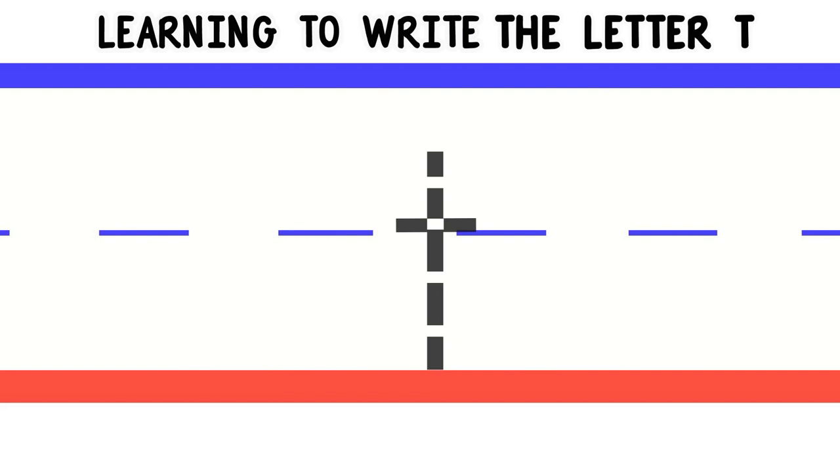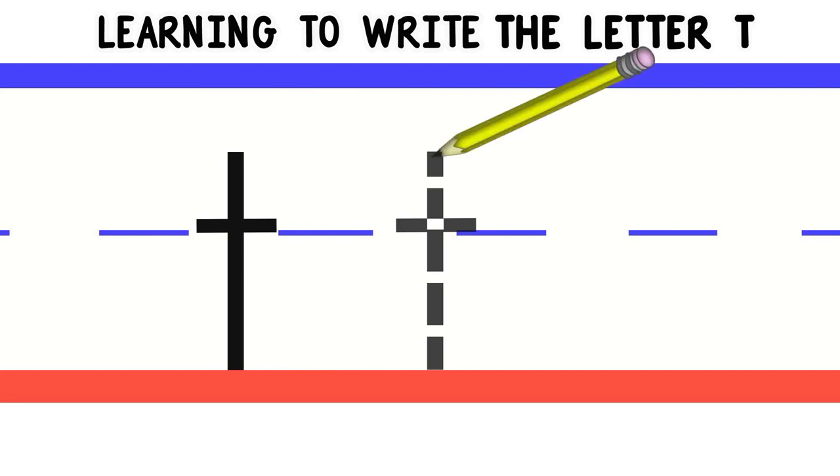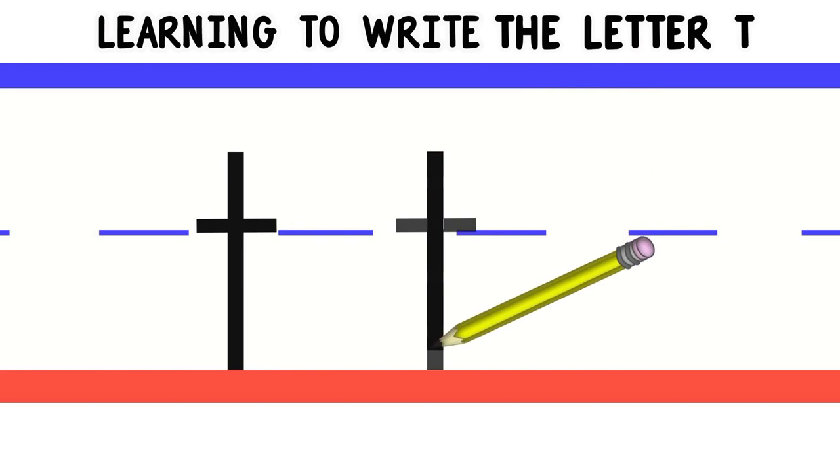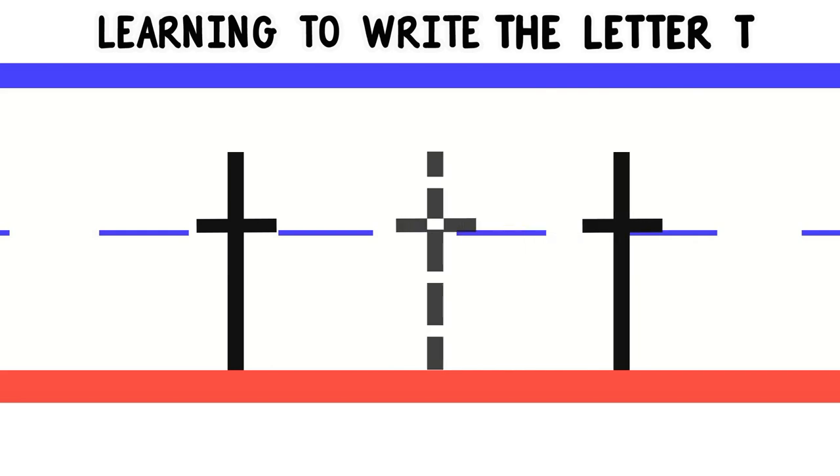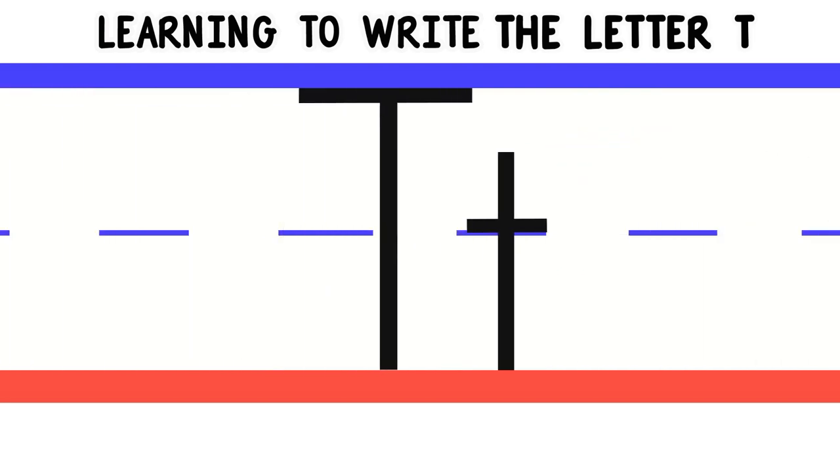To write little t, we'll start at the top and do a straight line down. Then we'll go to the middle and do a line across the center. Good job! Let's do that again. We'll start at the top and do a straight line down. Then we'll go to the middle and do a line across the center. Good job! Now you try. Good job!